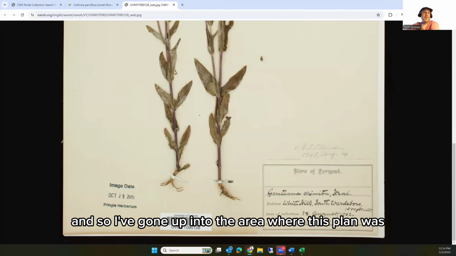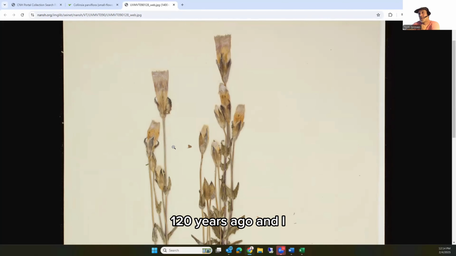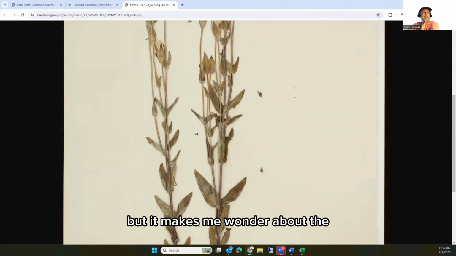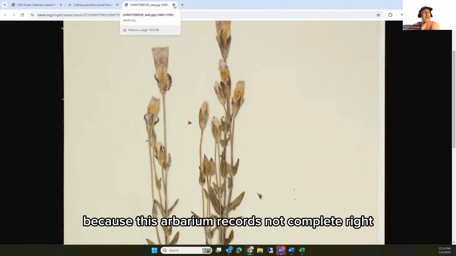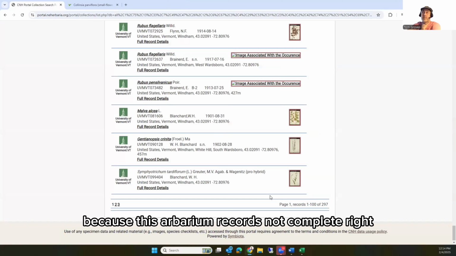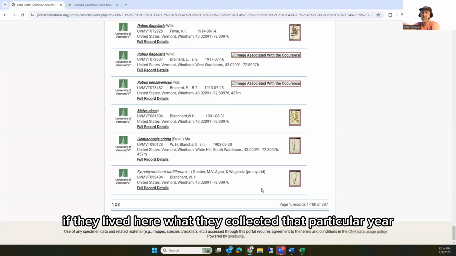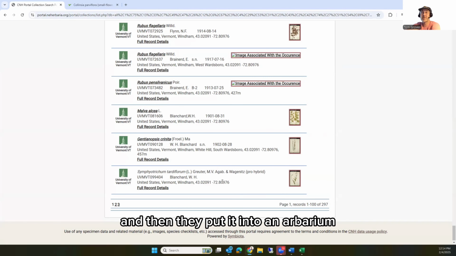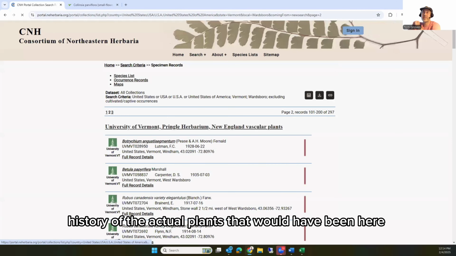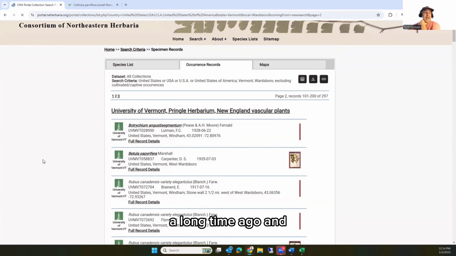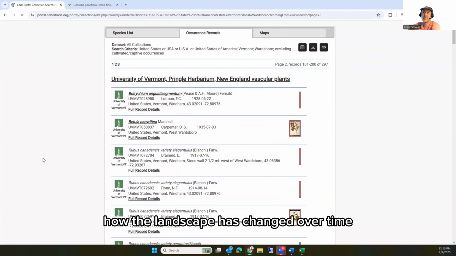I've gone up into the area where this plant was supposed to occur 120 years ago, and I didn't find it. But it makes me wonder about the other plants that were potentially out here, because this herbarium record's not complete, right? It just happened to be what somebody who was visiting here, or if they lived here, collected that particular year, and then they put it into an herbarium. So it's an impartial history of the actual plants that would have been here a long time ago. But it gives you some insight into how the landscape has changed over time.